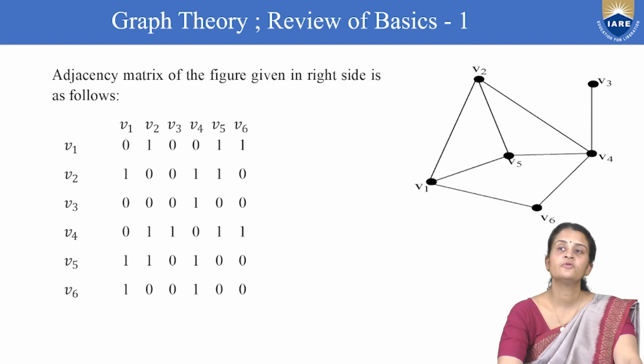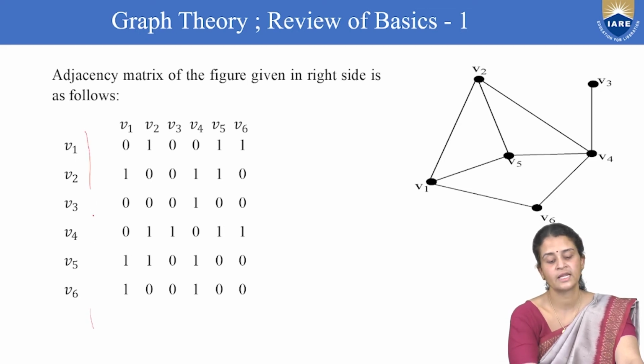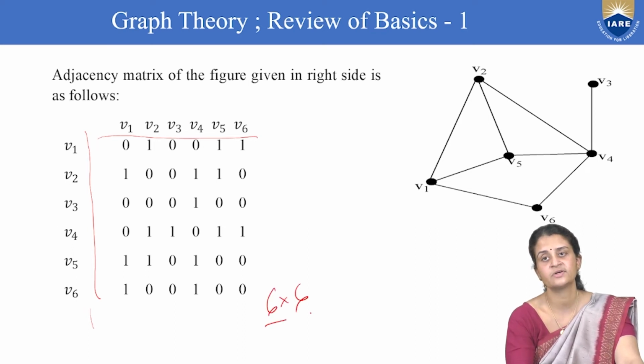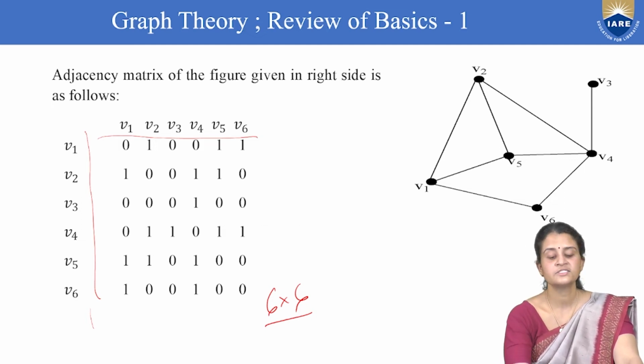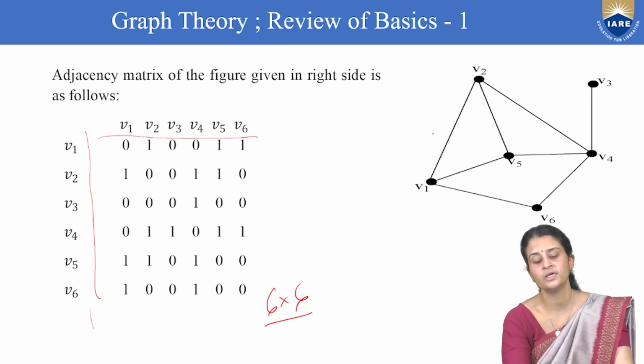Consider this graph with vertices V1, V2, V3, V4, V5 and V6. Now we put the vertex names along the rows and columns. It is a 6 by 6 matrix because this graph has 6 vertices. Look at the entries. Is V1 adjacent to itself? No, so it is 0. Is V1 adjacent to V2? Yes, V1 is adjacent to V2, so we put 1 here.